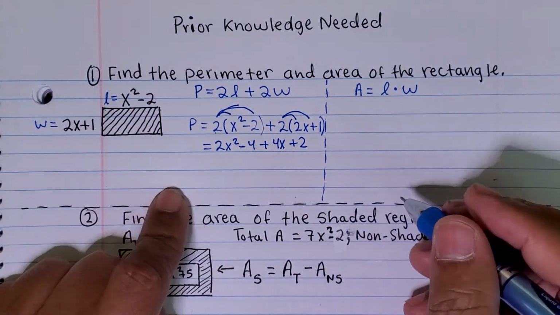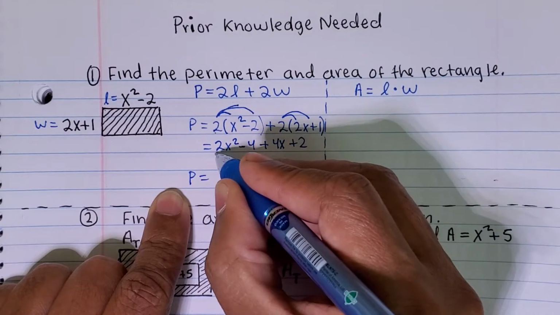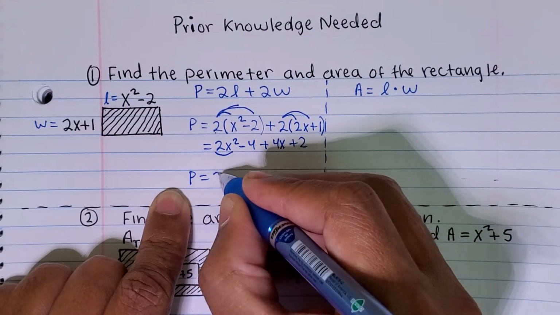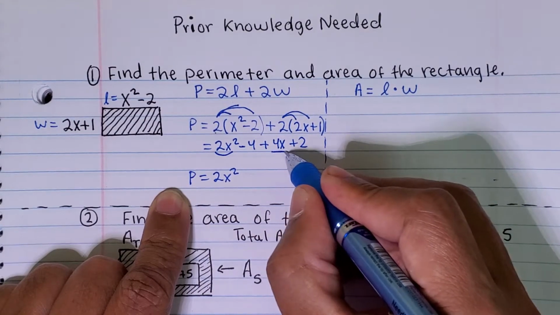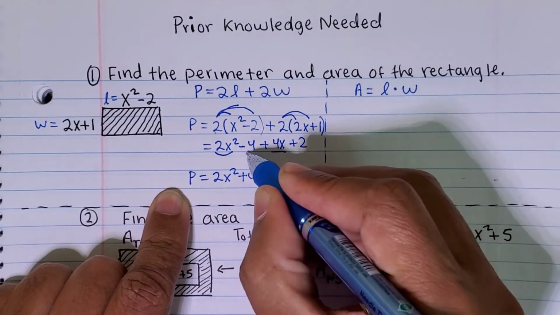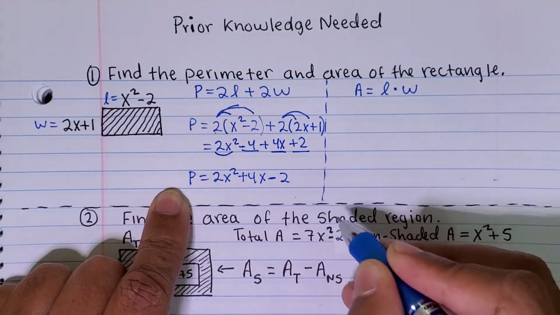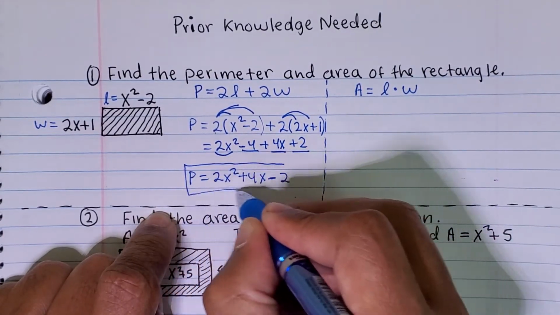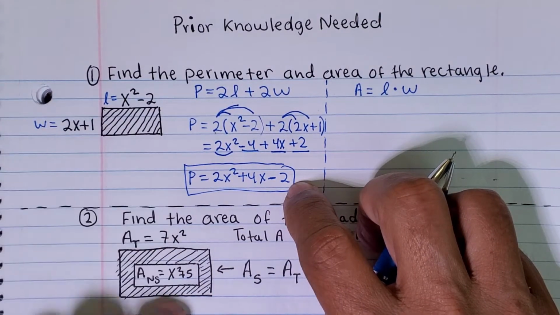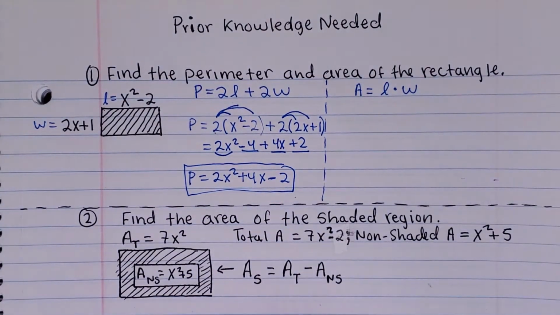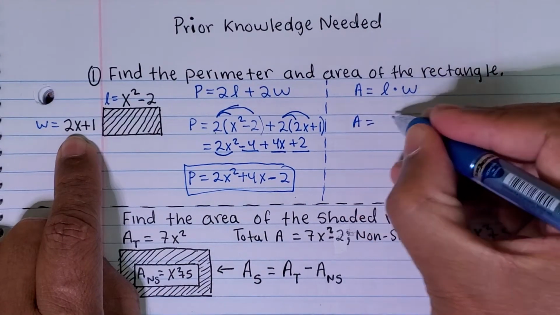Okay, and now I'm going to simplify this. So I'm going to combine like terms. In the end, the perimeter is going to be, I don't have any other x squared, so this one is going to be by itself. So 2x squared, and then I only have a positive 4x, so plus 4x, and then I have a negative 4 and a positive 2. So that leaves me with negative 2. So this is what's going to represent the perimeter of this rectangle using algebraic expressions. Okay, now the next one, the area, I just have to multiply the length times the width.